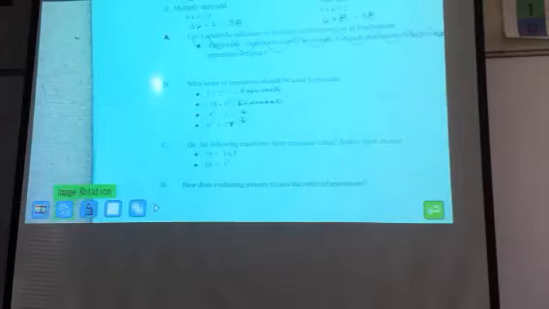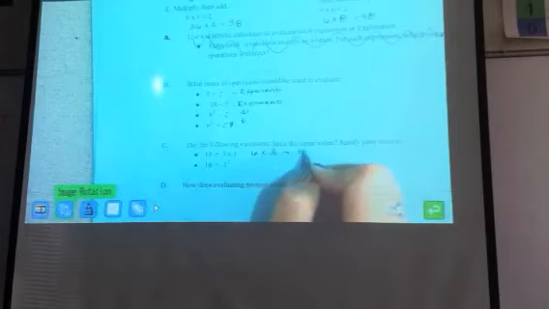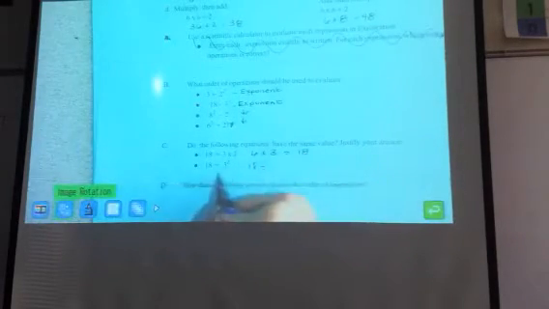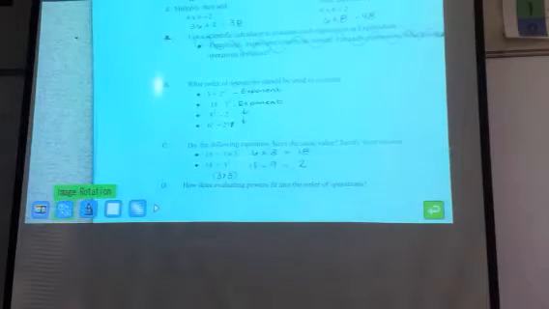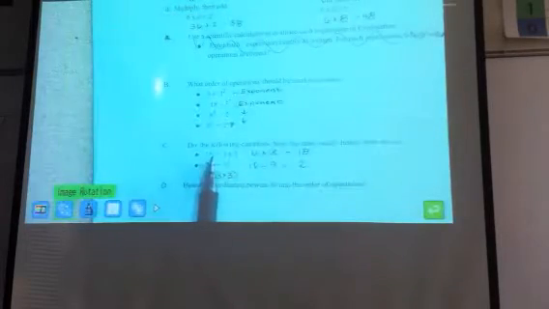Letter C, it says, do the following equations have the same value? Justify your answer. So 18 divided by 3 is 6. 6 times 3 equals 18. This one here, I need 18 divided by 3 to the second power. That would be 9. So if I divide 18 by 9, I get 2. So remember when you're working, you're going left to right. If it's multiply or divide, it's left to right, whichever one comes first.